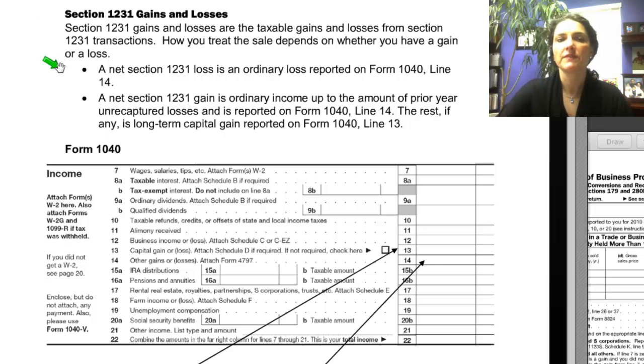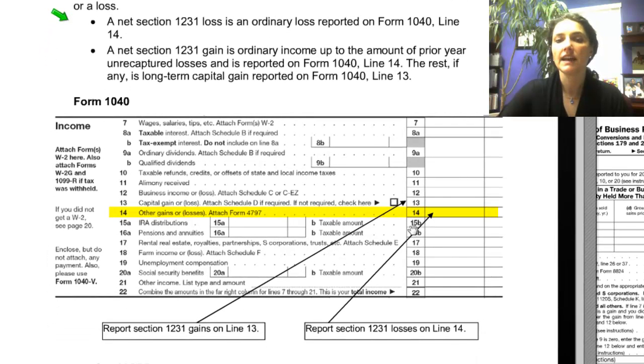A net Section 1231 loss is an ordinary loss reported on Form 1040, Line 14. So I have a cutout here from Form 1040, and if you have a Section 1231 loss, you report that loss on Line 14 as an ordinary loss. This is very significant because if you try to claim a loss on Line 13, your loss cannot be more than $3,000 per year. So Line 13 can never have a negative number that is more than $3,000. But Line 14 has no such restriction.